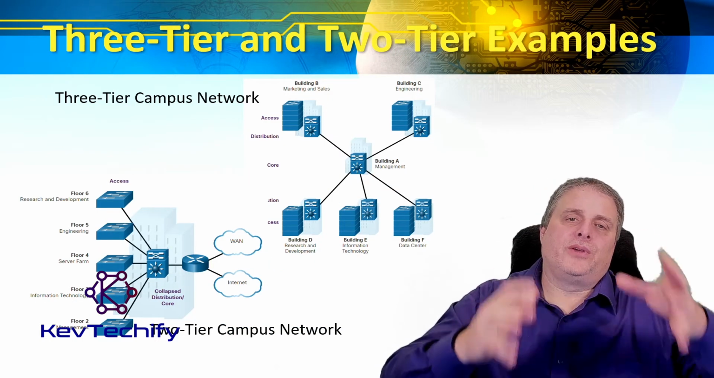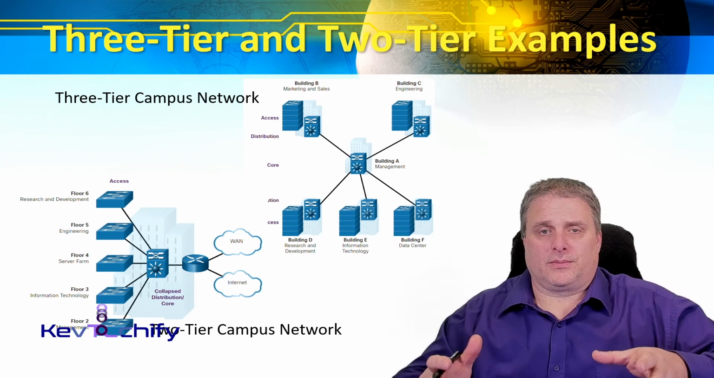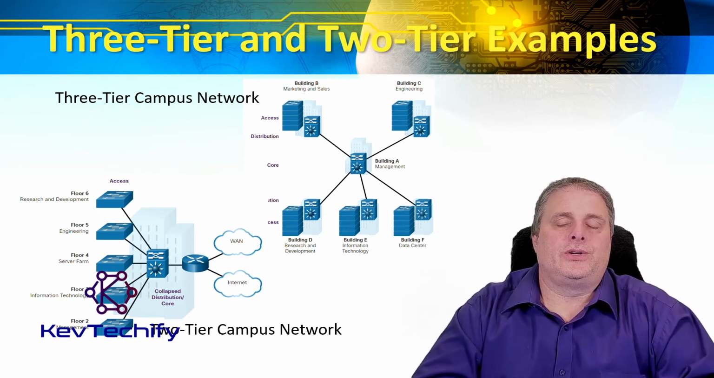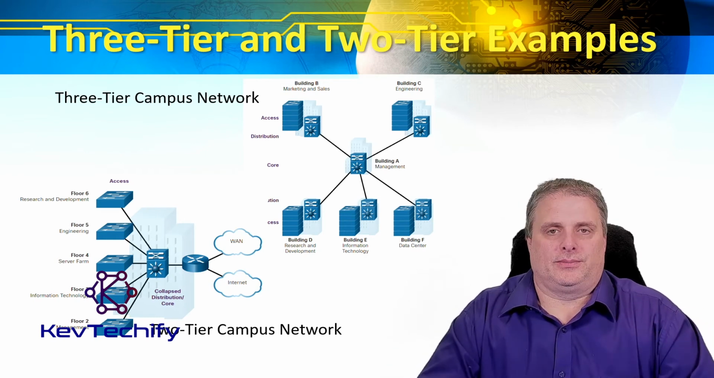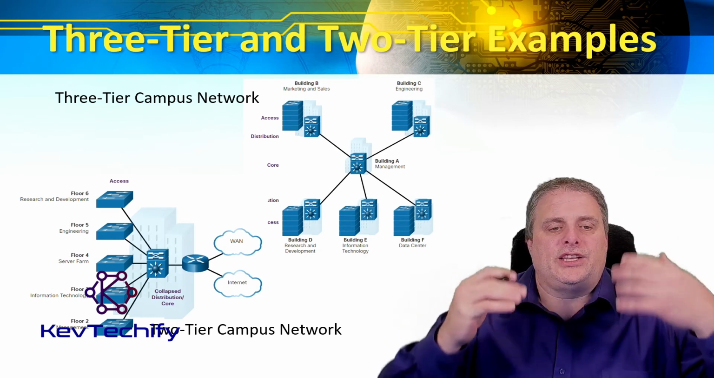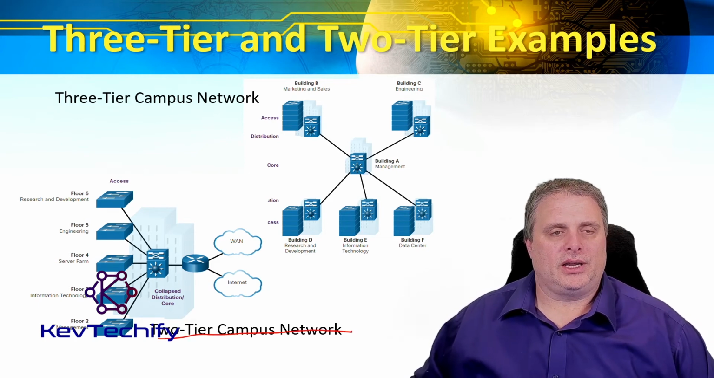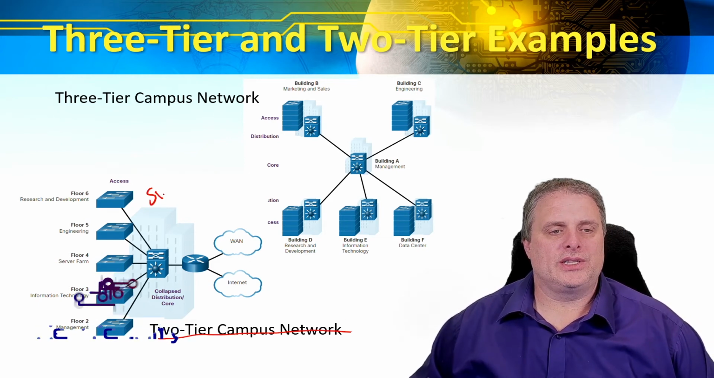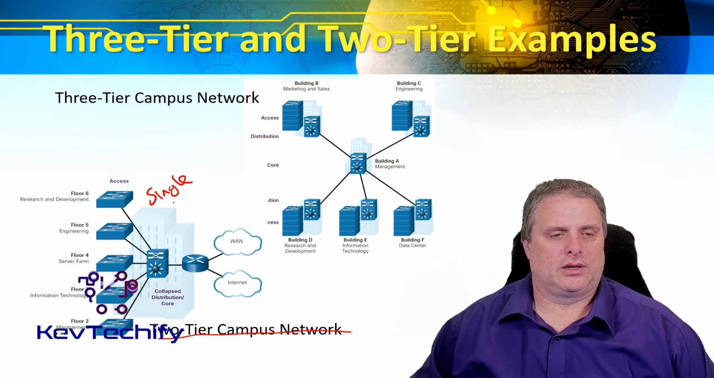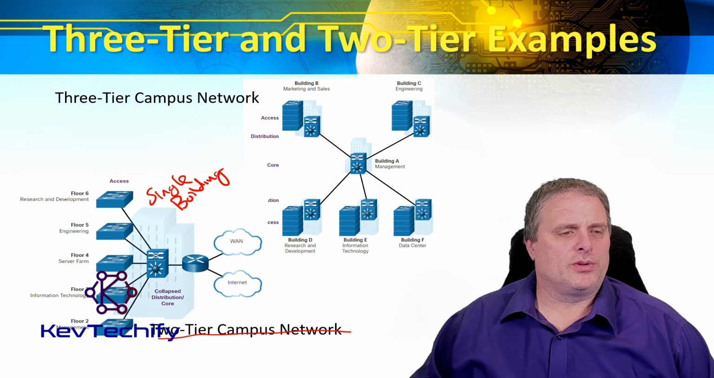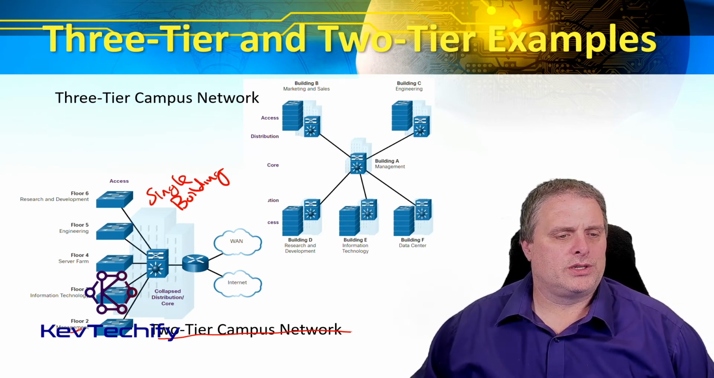As we talk about 3-tier and 2-tier designs, the question comes up: when do I use a 2-tier? When do I use a 3-tier? A 2-tier design, like I have here in the bottom left, is typically for a single building. This single building has multiple floors. So we've got floors 2, 3, 4, 5, 6.